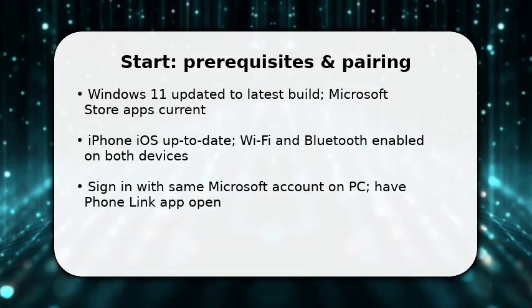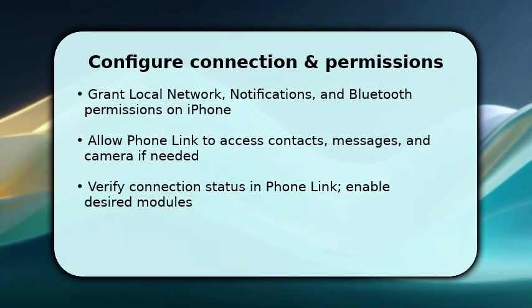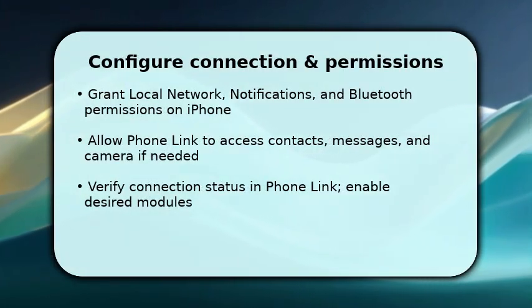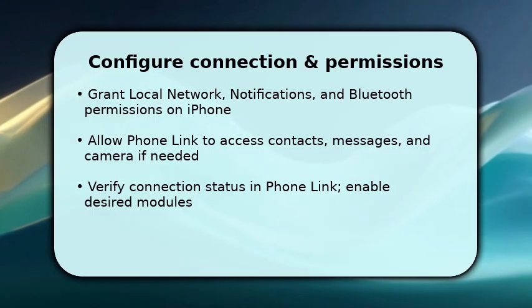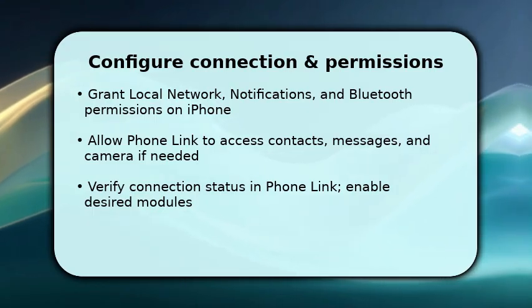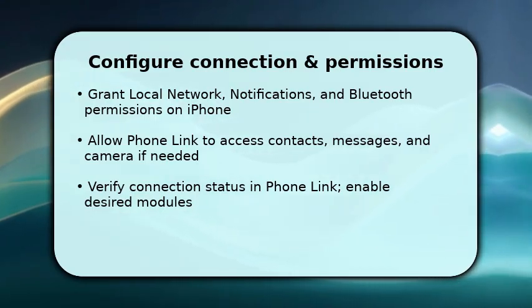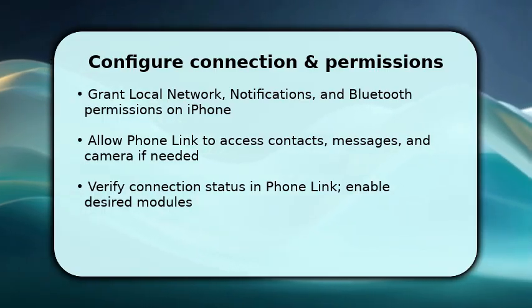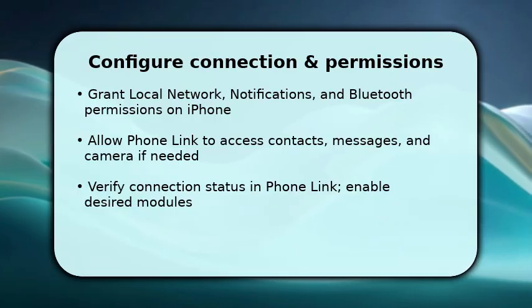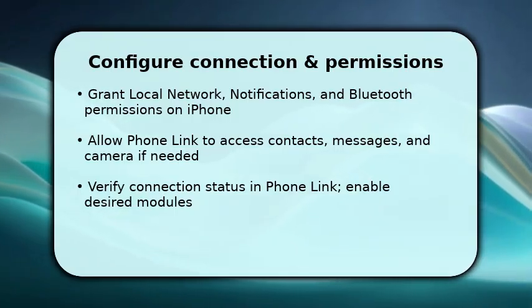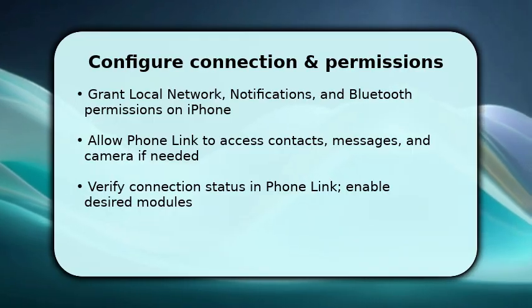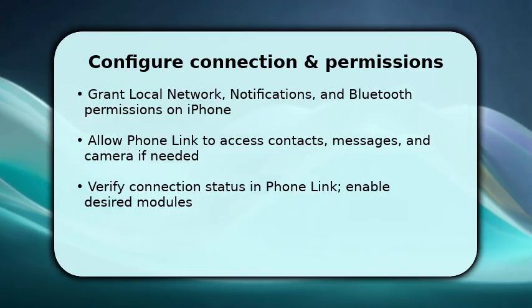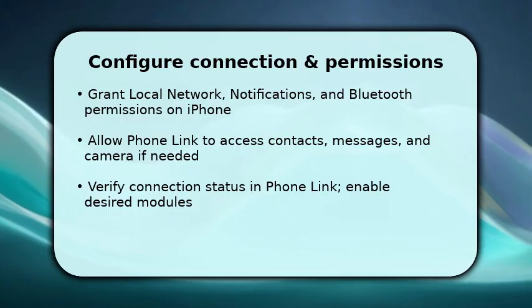Now focus on the detailed configuration so features behave correctly. On the iPhone, explicitly allow local network, notifications, and Bluetooth. Without local network, screen and file transfers fail. Back on Windows, accept prompts to access contacts, messages, and camera so calls, texts, and screen mirroring work. In Phone Link settings, choose which modules to enable: messages, calls, photos, and set notification priorities.